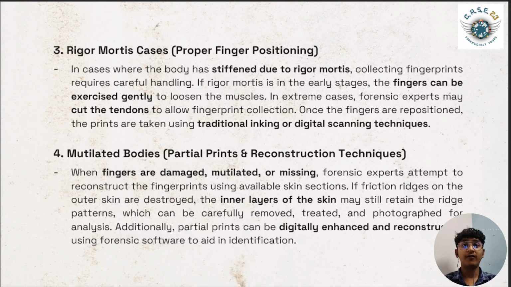And then lastly, we have mutilated bodies. In cases where fingerprints are damaged, missing, or severely mutilated, the fingerprint requires reconstruction techniques. Here's how it works. First, if the outer skin is destroyed, forensic experts check the inner skin layers, which still retain the fingerprint ridges. These can be carefully removed, treated, and photographed for analysis. And the second one is, if only partial prints are available, forensic software can be used to digitally enhance and reconstruct missing portions, making identification even more possible.